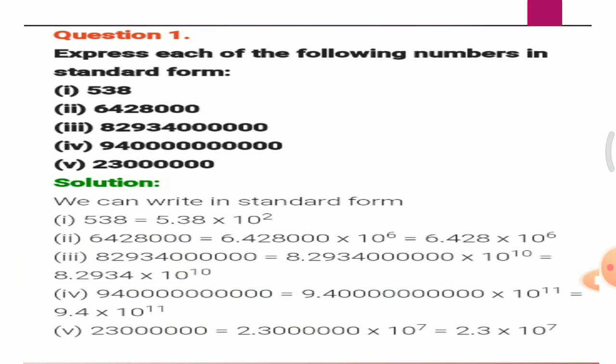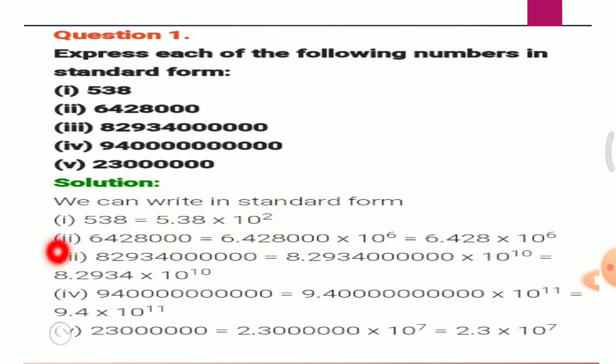So you see here, express each of the following numbers in standard form: 538, 6,42,08,000. Okay, you see there are so many questions. In the solution, we can write in the standard form. 538 means you put the decimal after 2 digits: 5.38 multiplied by 10 to the power 2. Okay, because you have moved the decimal 2 digits, so you write 10 power 2.